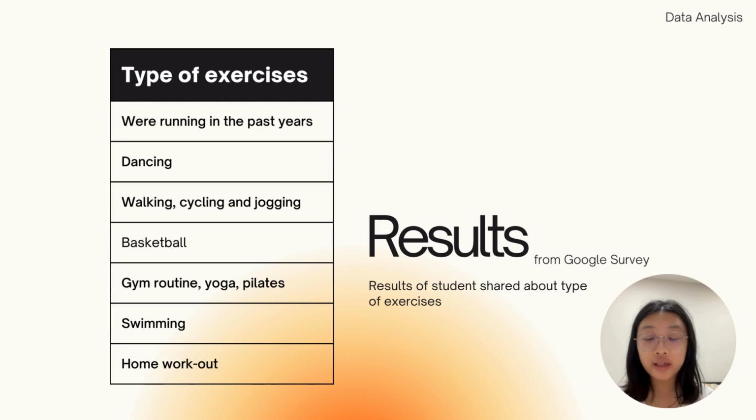And these are the results of what students shared about types of exercise. So first, some of them suggested that they were running in the past years, and they do dancing, walking, cycling, jogging, basketball, sports, gym routine, swimming, and lastly home workout.